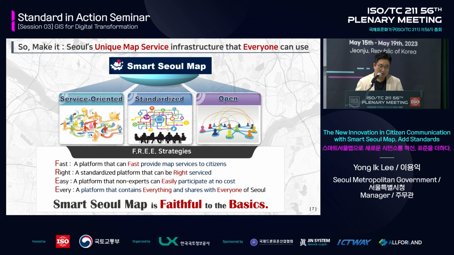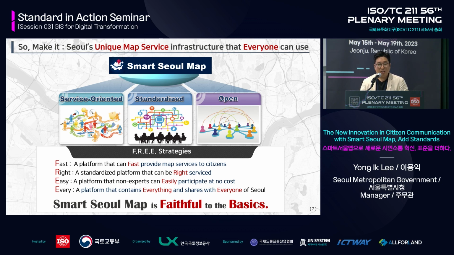That is why Seoul has established its own unique map provision service. We have the Smart Seoul Map. It's service-oriented, it complies with standards, and it is an open platform. For Smart Seoul Map, we target fastness, accuracy, easiness, and sharing.